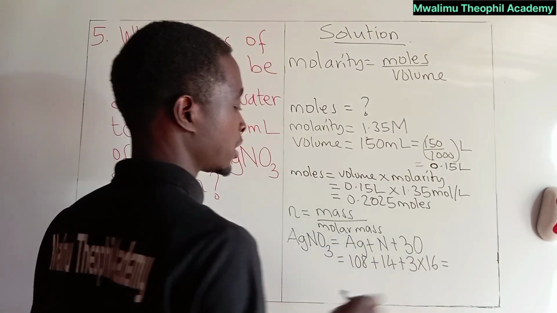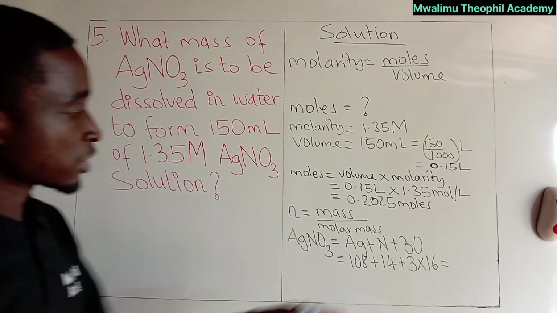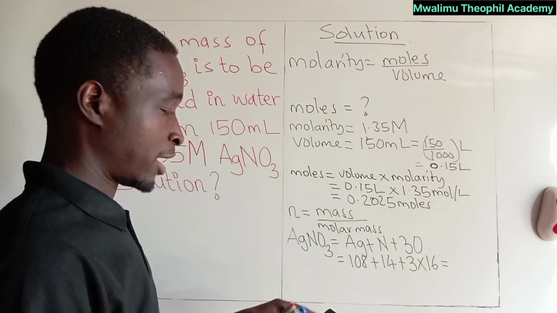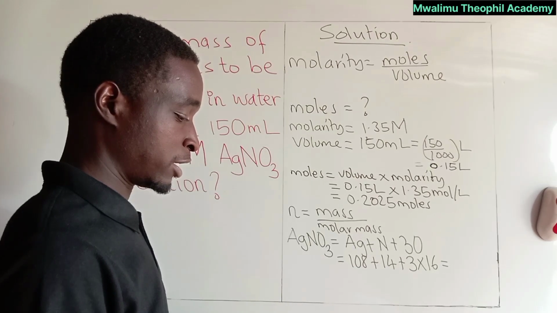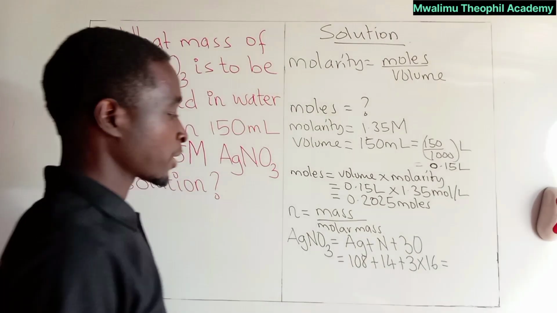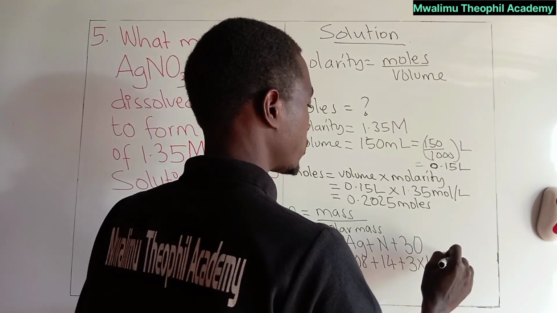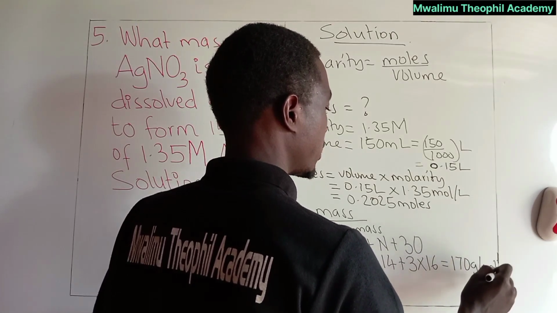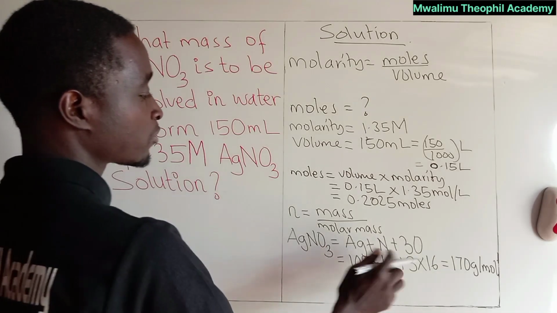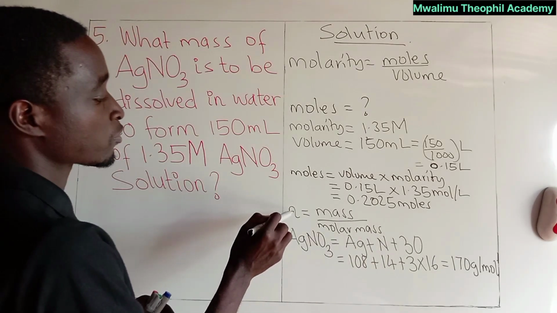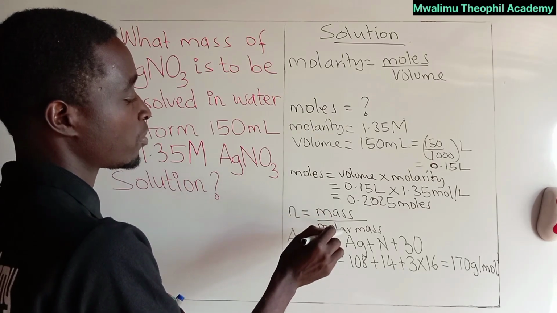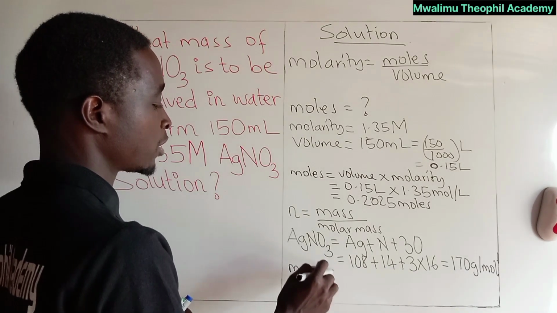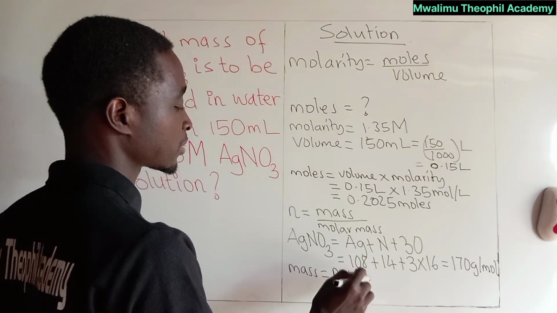Now, what do we get here? Let's compute this. When we take 3 times 16, we get 48. We add 14, we add 108. We get 170. So the relative molecular mass of silver nitrate is 170 grams per mole. Now we have worked out the relative molecular mass of silver nitrate. So what remains here from this formula, number of moles is equal to mass over molar mass. So to get mass is equal to number of moles times molar mass.